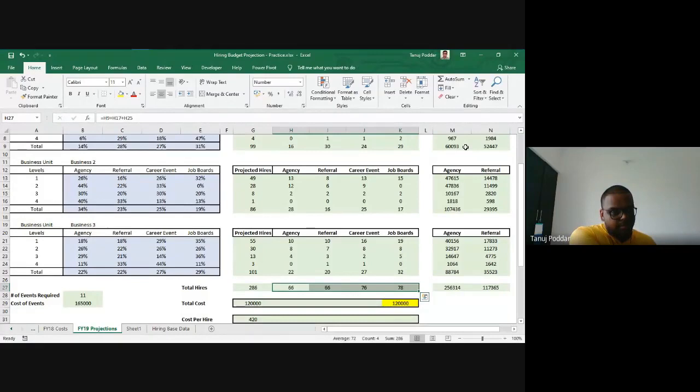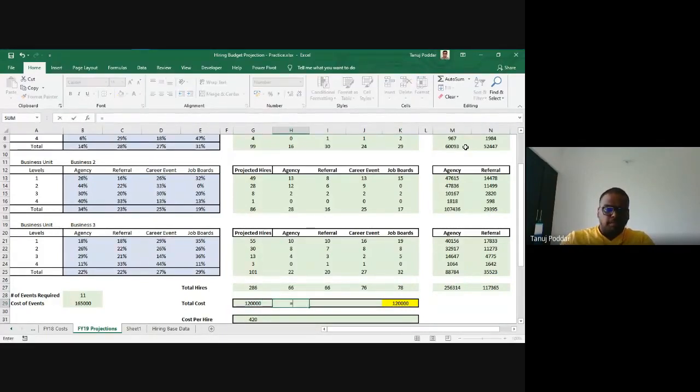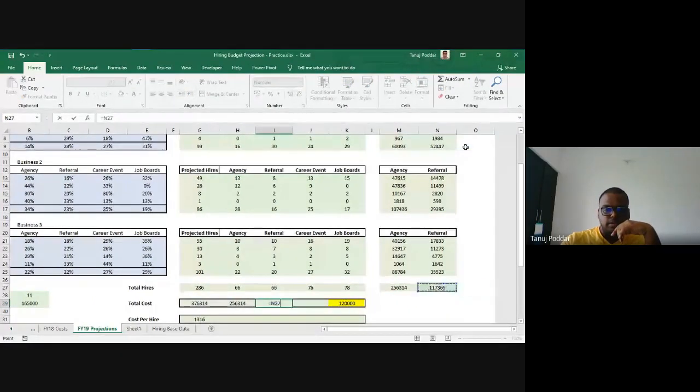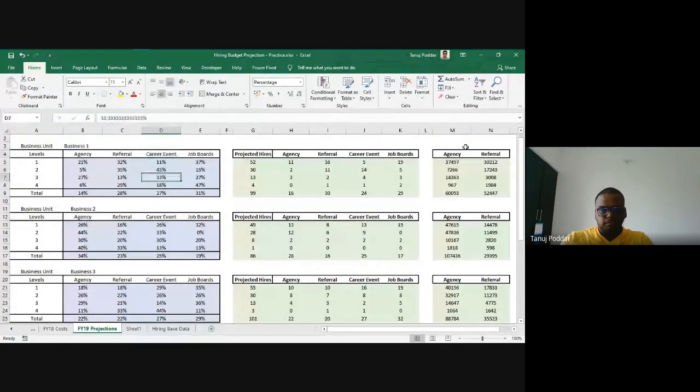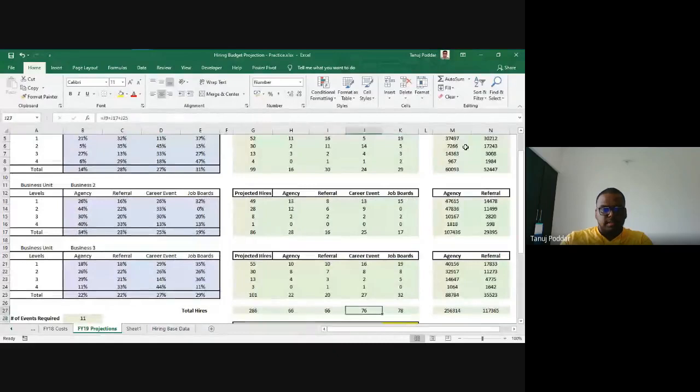Now we'll come to a couple of pointers around the total cost. We have the total agency cost, we have the total referral cost. Now, given the percentages that we have, the career events tell us that a total of 76 people will get hired this year through career events. These are the percentages that we have given.